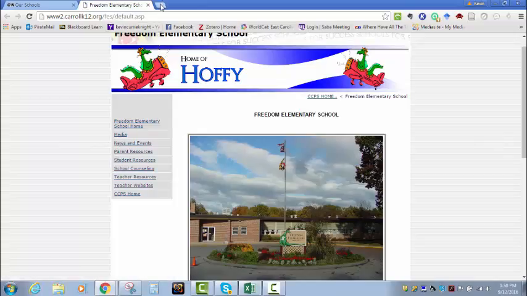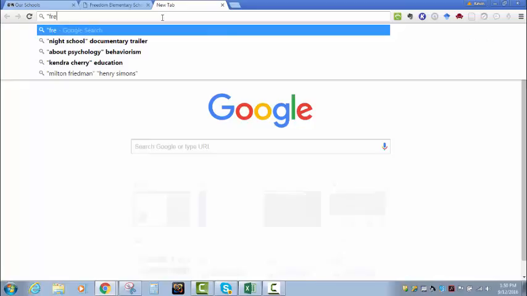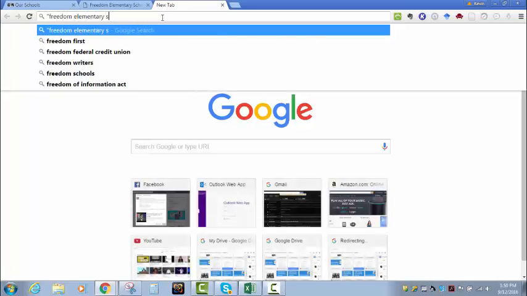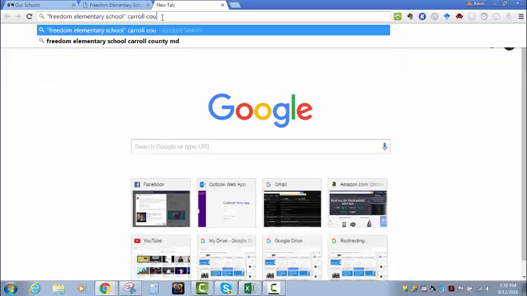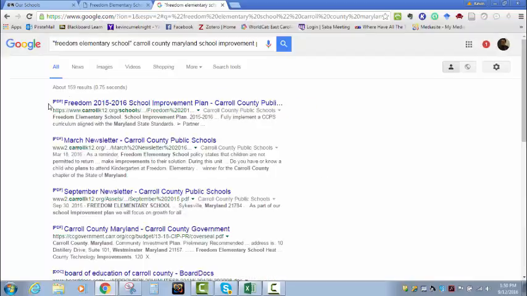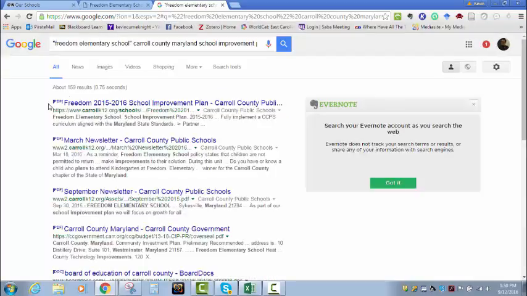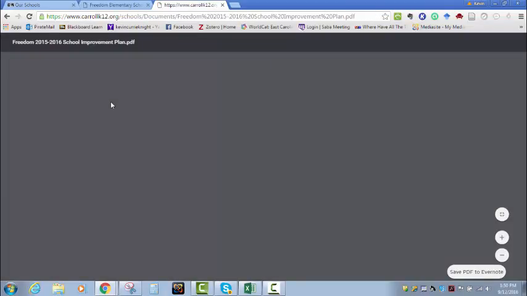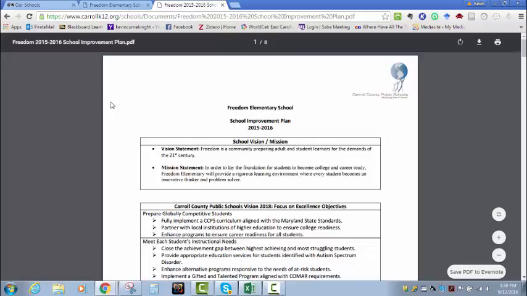So another way to look those up, if we're looking for Freedom Elementary School, let's do Freedom Elementary School, Carroll County, Maryland. And I'll just do school improvement plan and see if anything comes up. Okay, so now we do see Freedom Elementary School Improvement Plan. It actually turns out to be under the Carroll K-12 website, but we can get it through Google search. So that would be a third way to go about it.